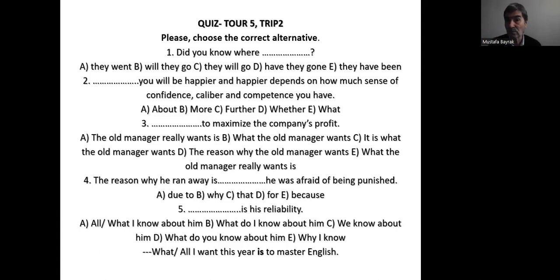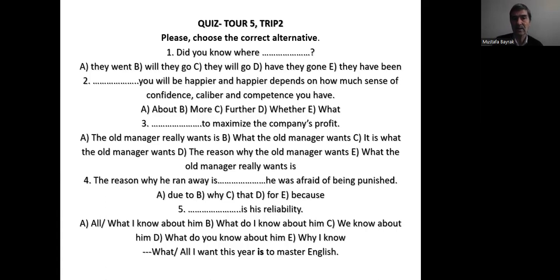There is no verb. What the old manager really wants is... yes, what the old manager really wants is to maximize the company's profit. This is what he wants. What the old manager really wants is to maximize the company's profit. Okay. The old manager really wants is... no. Okay, because there isn't a conjunction. A, alternative. Okay, is true.